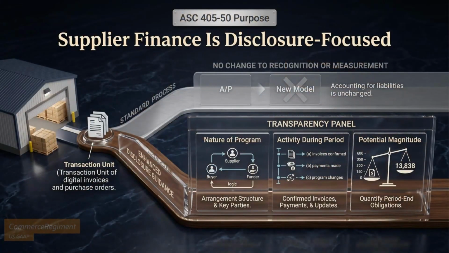Now we move to ASC 405-50. Supplier finance programs are disclosure focused. This subtopic gives buyer disclosure guidance for programs used to purchase goods or services, but it does not create a new recognition or measurement model. The purpose is transparency. Financial statement users need to understand the nature of the program, the activity during the period, and the potential magnitude of outstanding confirmed obligations. In plain English, this standard is saying do not hide liquidity pressure inside ordinary looking accounts payable.